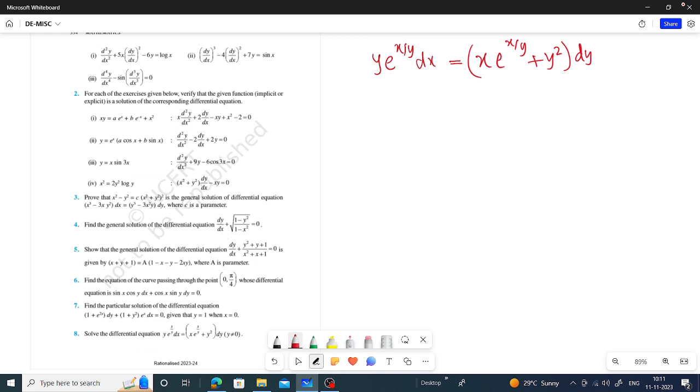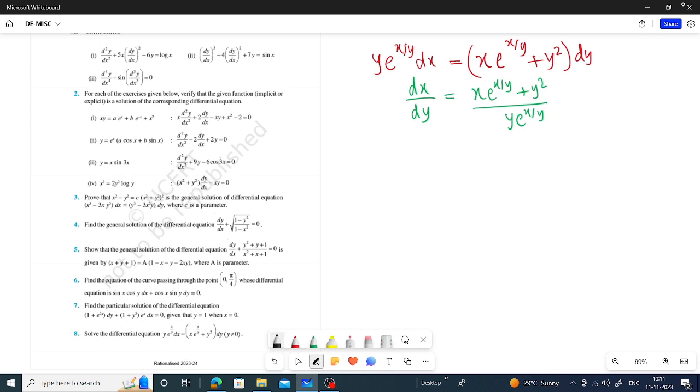Now since e to the power x by y has come, from this we can understand that this is coming under homogeneous differential equation of the form dx by dy. Okay, so we write it in that form. We convert dx by dy equal to x e raised to x by y plus y square divided by y e raised to x by y.